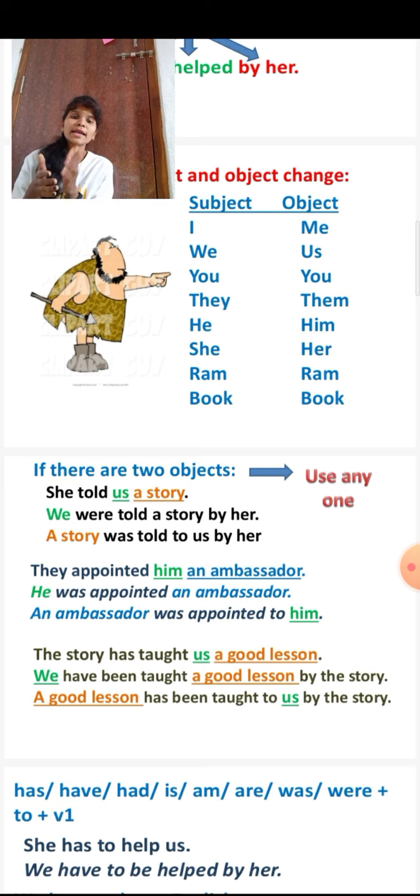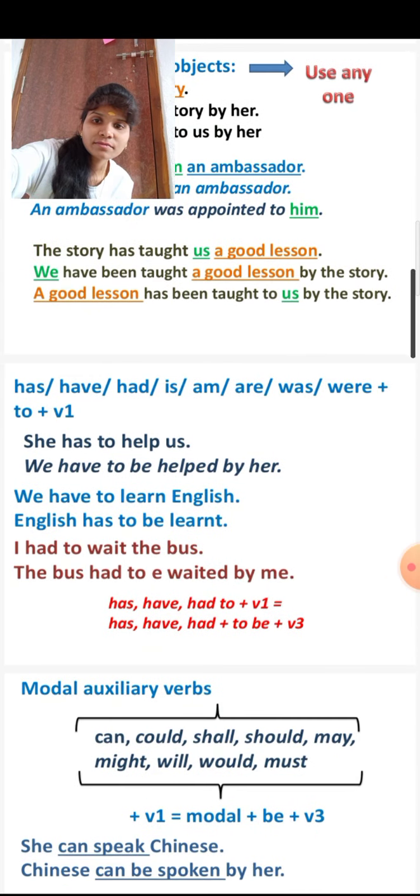So when you convert active voice into passive voice with two objects in the sentence, it could be: we have been taught a good lesson by the story. And next: a good lesson has been taught to us by the story. For every sentence, we need to use some structure. By that only, the sentence will be framed easily from active voice into passive voice. Let's see the next slide.